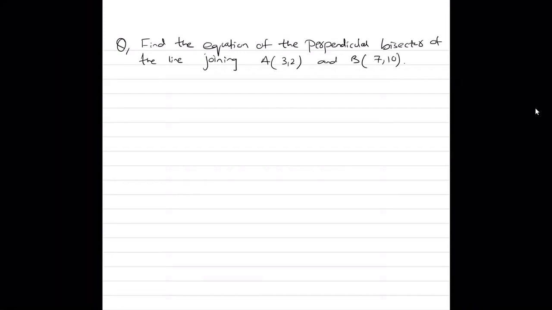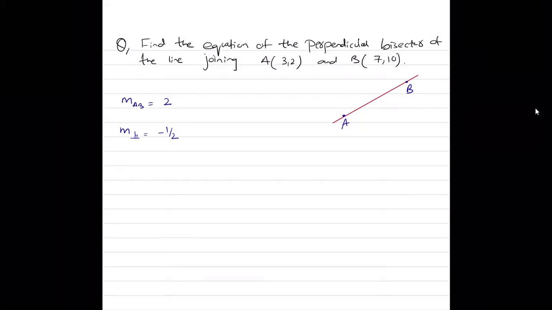First of all, what you are going to do is find the gradient of the line AB. You have the coordinates of A and B. Give me the gradient of AB. It's 2. The gradient comes out to be 2. So the gradient of the perpendicular line is going to be negative 1 over 2, right?